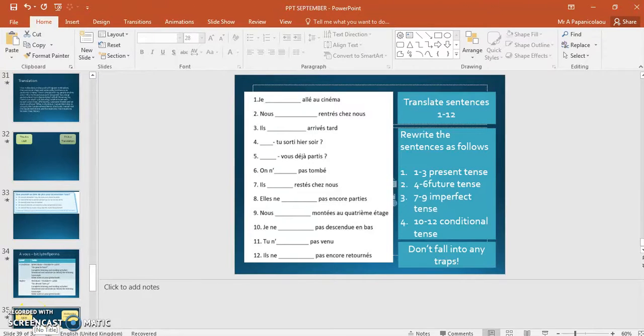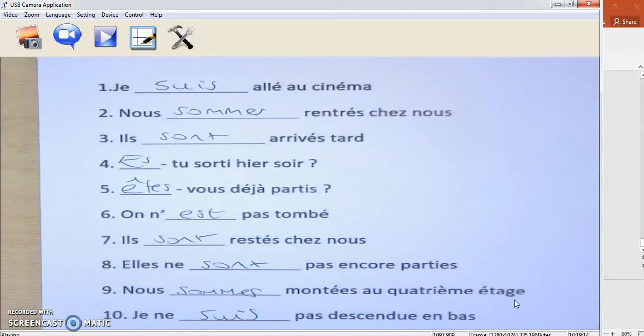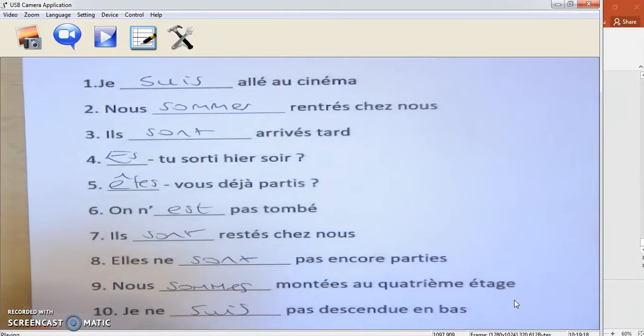Right, so with this activity, you will have already filled this in because you'll have just done an activity with it, and it will look something a little bit like this. So I've filled my sheet in, so je suis, nous sommes, ils sont. These are just the present tense conjugations of the verb être.